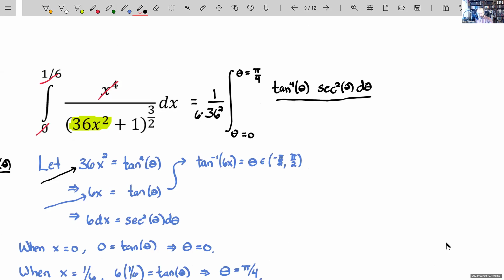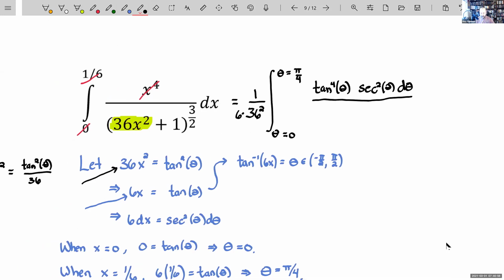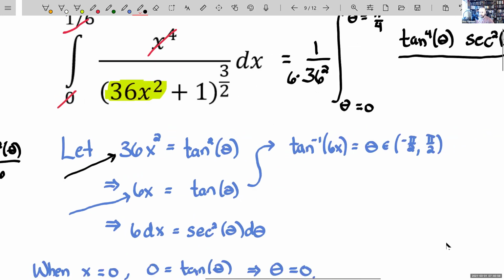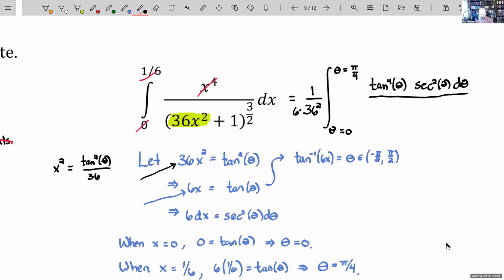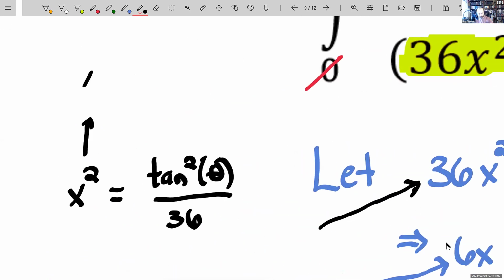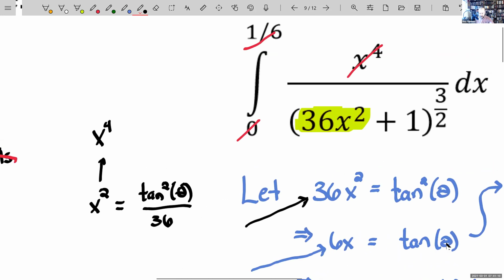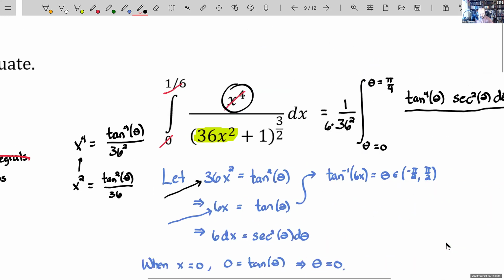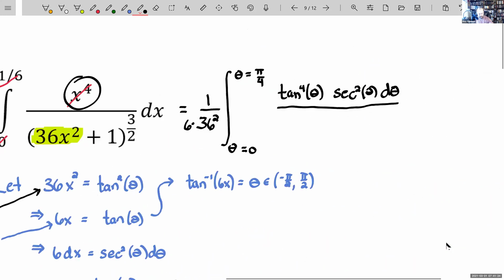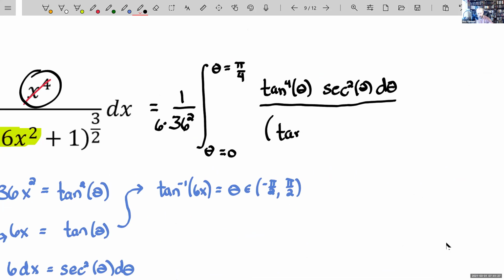And then downstairs, we traded out a 36x squared for a tan squared, and I squared both sides of this because I need to get x to the fourth. Our original integrand had x to the fourth. All right. And let's see, 36x squared is tangent squared. So let's go ahead and trade that out. Tangent squared of theta plus 1, and then we have the 3/2 power. That's the complete trade out.